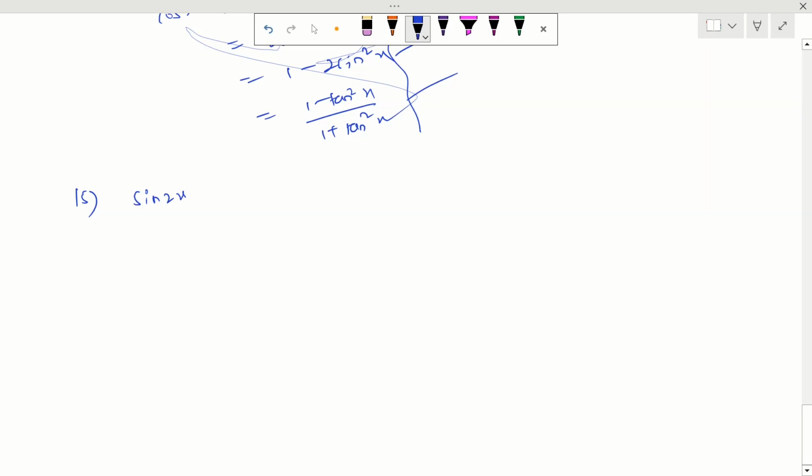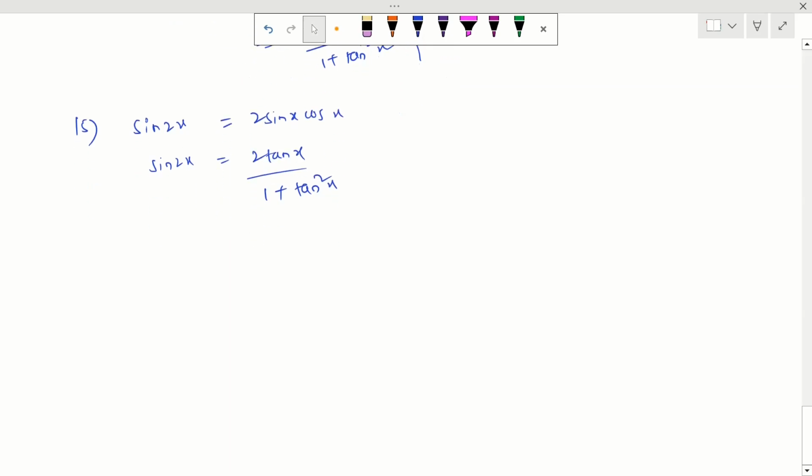For sine 2x we need to prove 2 sin x cos x, and also we need to prove sin 2x is equal to 2 tan x divided by 1 plus tan square x. Here we have two expressions in 15. The first one is sin 2x equal to 2 sin x cos x. To prove this one, we know the formula as in the previous case.